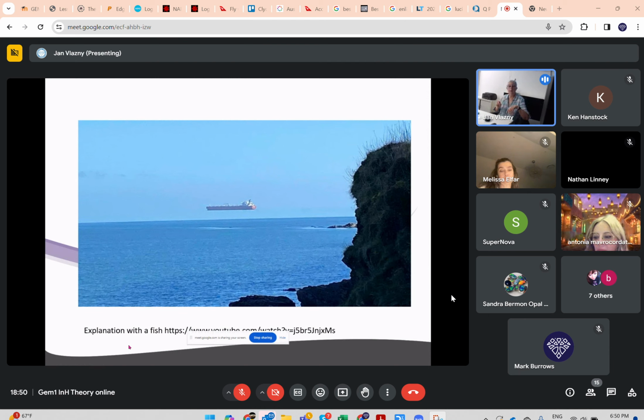If you don't want to watch it, you don't have to, but it shows you, here's the fisherman with a spear, here's the fish in the water. When he throws his spear and he threw it straight, where is the fish really?